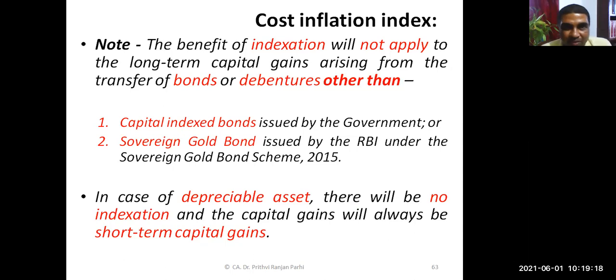And you have to keep a few points in your mind also. The benefit of indexation shall not apply to long-term capital gains arising from the transfer of bonds or debentures. Okay, long-term capital gains for bonds and debentures, you cannot index it except these two bonds. One is capital index bond, which are issued by central government. In that case, you can do indexation. And the sovereign gold bond, which is issued by RBI under sovereign gold bonds in 2015. In these two bonds, you can do indexation. Otherwise, in case of bonds and debentures, you cannot do indexation.